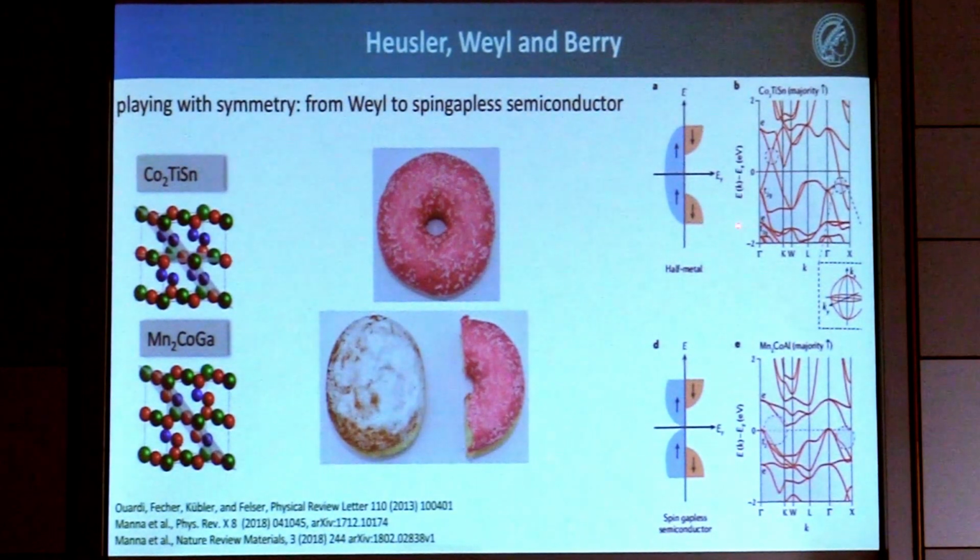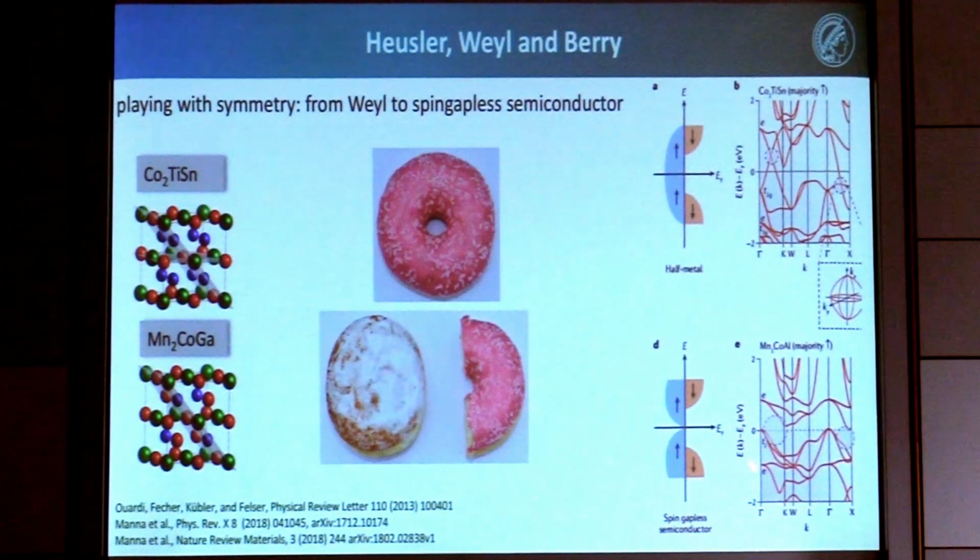And you see here we have crossing points in the band structure, because these are Weyl points, they are protected crossings. But here we remove a mirror plane, and this crossing point becomes a forbidden crossing, and it opens up a band gap. And this is now why this compound is a so-called spin gapless semiconductor or magnetic semiconductor.